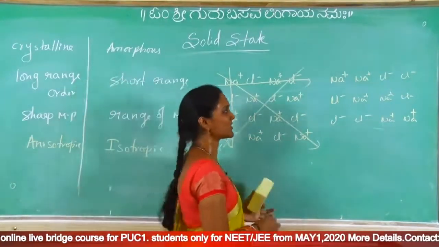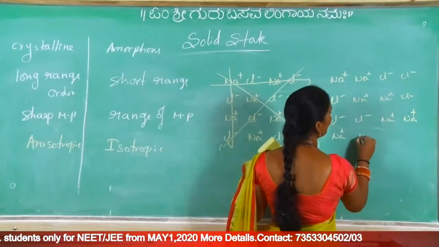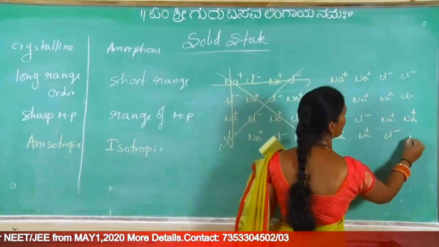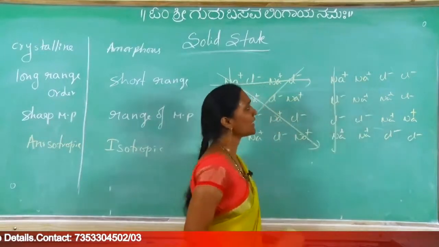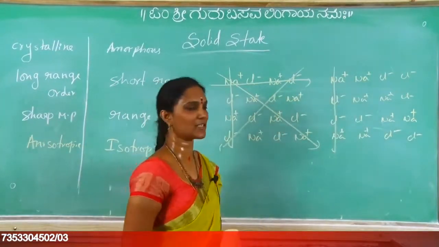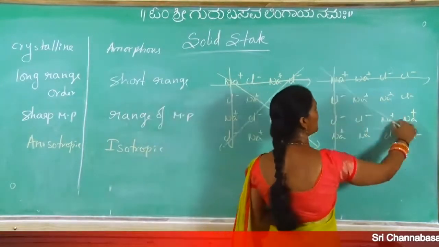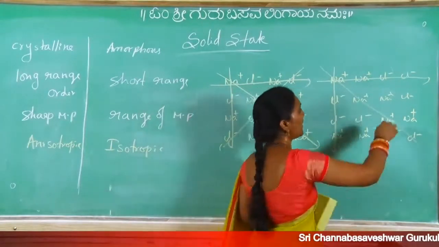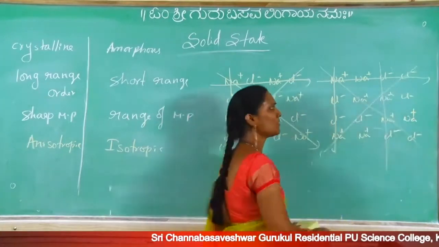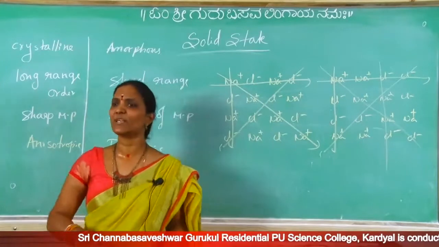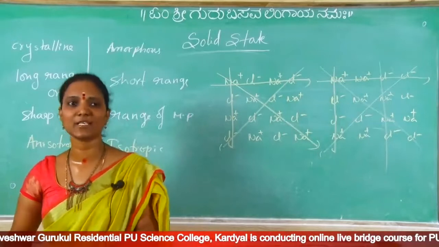But in amorphous, there is one more line, a third line, Na+, Cl-, Cl-. Like this, a total of 4 lines. In this direction we are observing conductivity because of Na+ and Cl-. This direction, because of Na+ and Cl-. This direction, because of Na+ and Cl-. Nothing but in all directions we are getting the same. Na+ is responsible, Cl- also responsible.